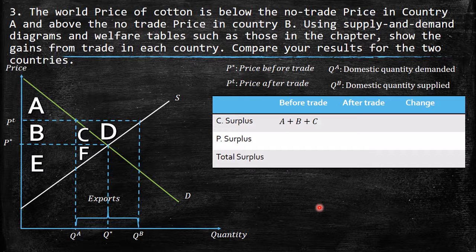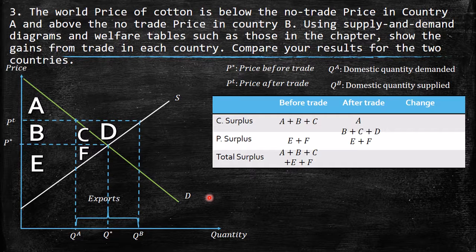Before trade, we have ABC as consumer surplus. This was the consumer surplus, ABC, because the P star was this one. And the producer surplus was E plus F. Now the total consumer surplus was this old triangle. But after trade, consumer surplus naturally is going to be lower because they have to pay more. So it's going to be just this triangle A.